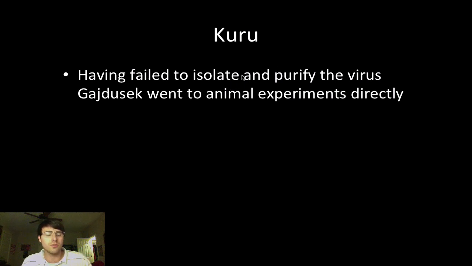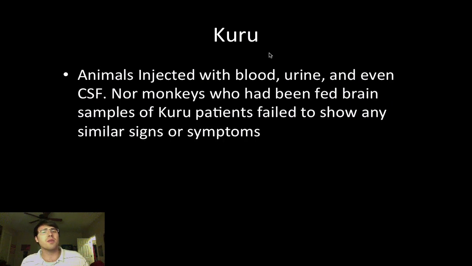So having failed to follow through with Koch's postulates and isolate or purify the virus, he went straight to animal experiments to try to see if he could prove that it was infectious. And yes, I am giving a hindsight-is-always-20/20 look at this, but it's important that we really analyze these incidents because things were blamed for it that weren't causative agents.